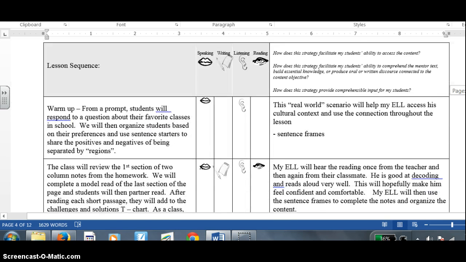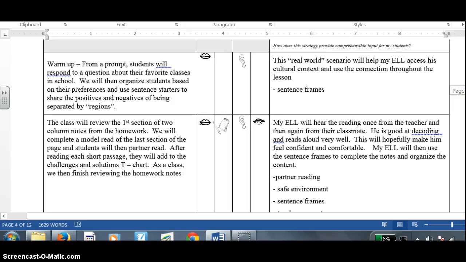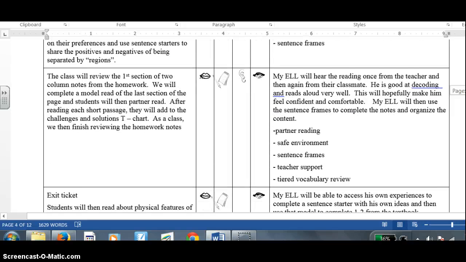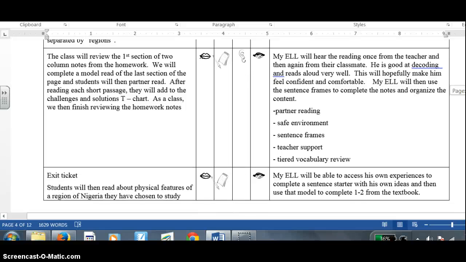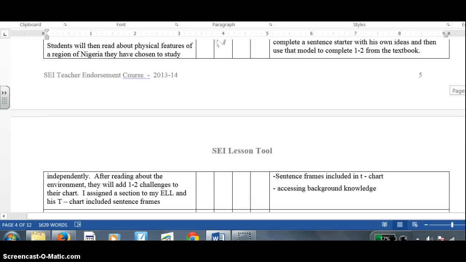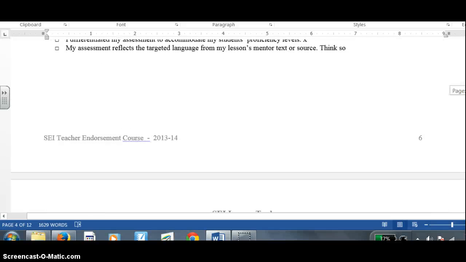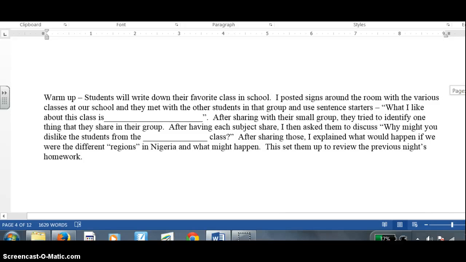And I tried to use a real-world scenario for them for the warm-up. I also used partner reading and sentence frames to set up the reading section, and then I had sentence frames for the writing part. So this is how it was supposed to go down, all right?